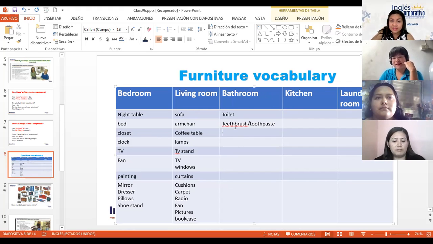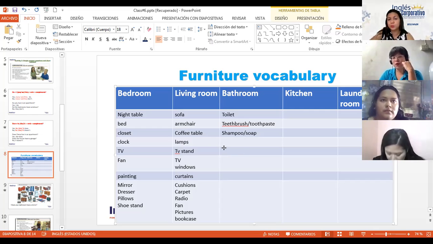Somebody said? Shampoo. Oh, shampoo. And soap. Soap? No, soup. Soup is the chicken soup, tomato soup. Soap. But this is soap. Soap. You can also find a mirror. Mirror.